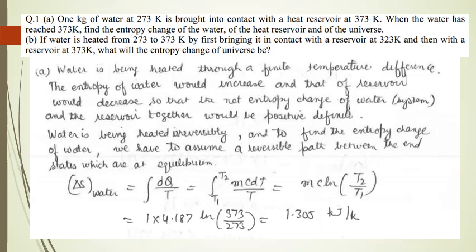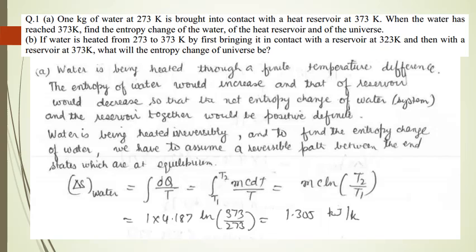1 kilogram of water at 273 Kelvin is brought into contact with a heat reservoir at 373 Kelvin. When the water has reached 373 Kelvin, find the entropy change of the water, of the heat reservoir and of the universe. If water is heated from 273 to 373 Kelvin by first bringing it in contact with a reservoir at 323 Kelvin and then with a reservoir at 373 Kelvin, what will the entropy change of the universe be?